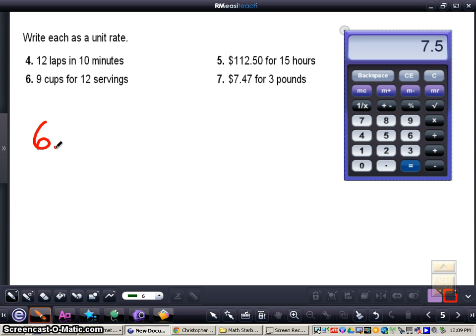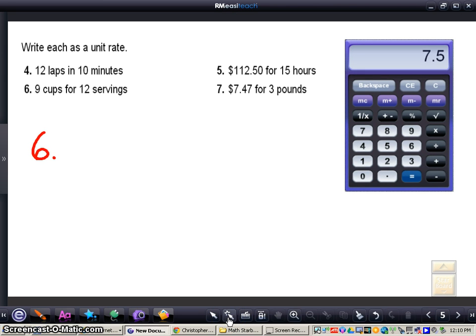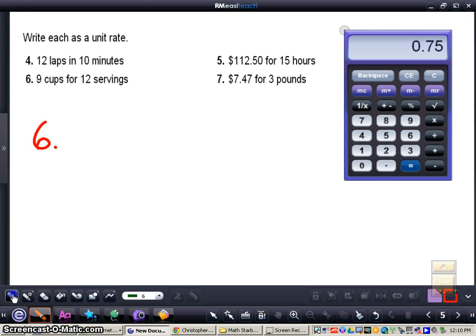9 cups for 12 servings. We need to figure out how many cups per 1 serving. Find the unit rate. Remember, for the unit rate, you're always trying to figure out how many per 1. So, 9 cups for 12 servings. Even though 9 is less than 12, we're still going to have our 9 be our dividend, and our 12 is going to be our divisor. So we'll just have 9 divided by 12, which gives us 0.75, and that will be our answer. So 75 hundredths of a cup for 1 serving.